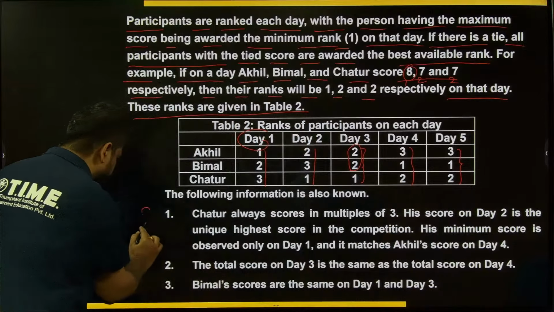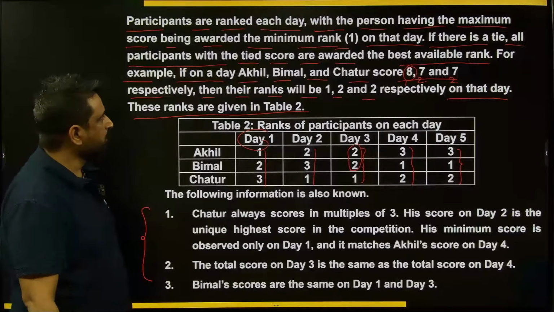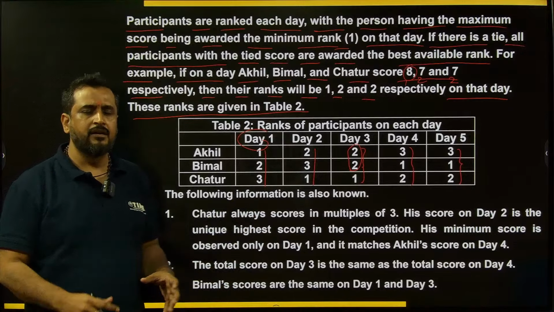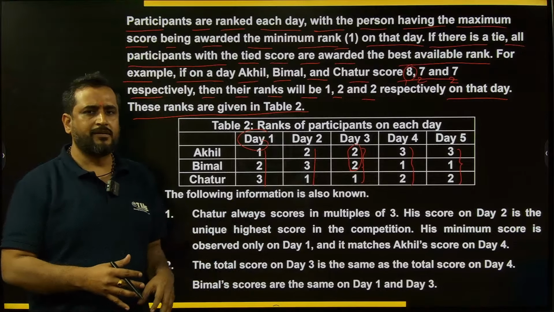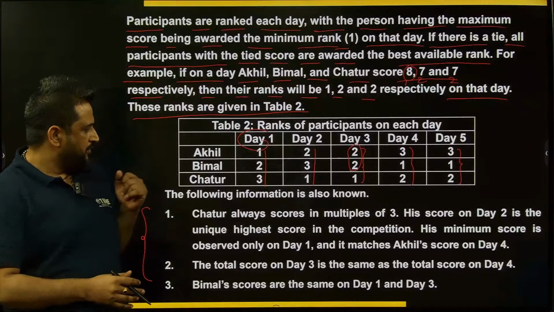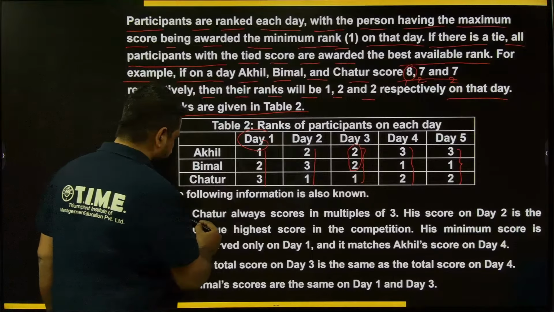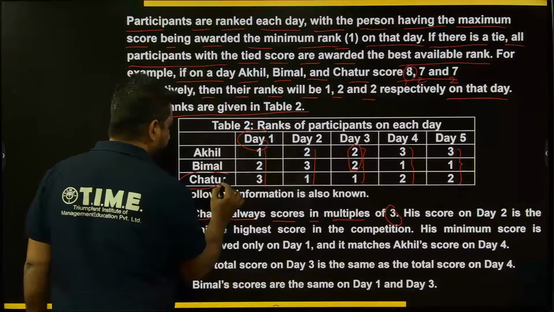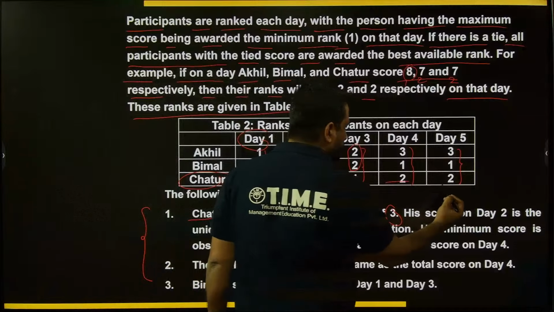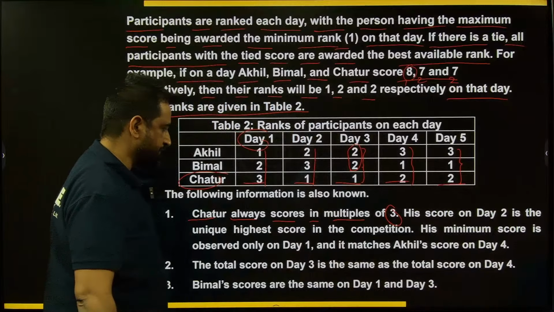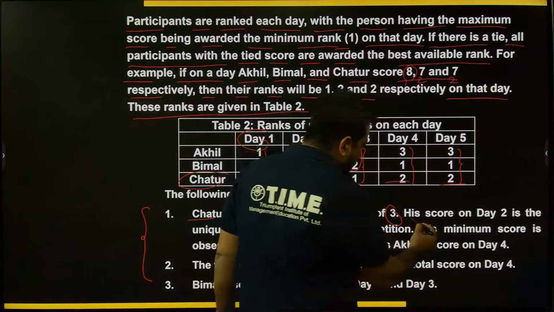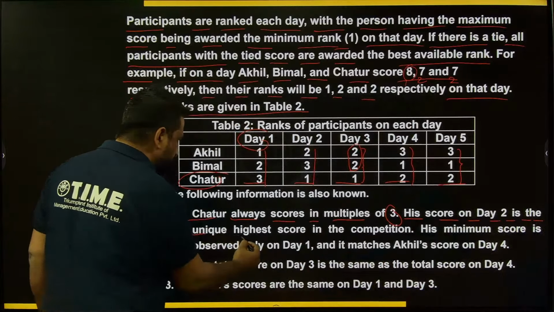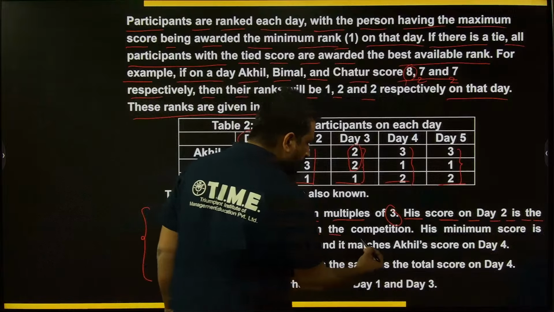And we have been given very simple 3 conditions. Definitely, you should not skip this question because it has less data and it is ordering and sequencing. We must have practiced so many sets of ordering and sequencing kind of questions. So let's see what conditions are given. Chetur always scores in multiples of 3. So on these 5 days, Chetur must have scored multiples of 3, day 1 to day 5. His score on day 2 is a unique highest score in the competition.